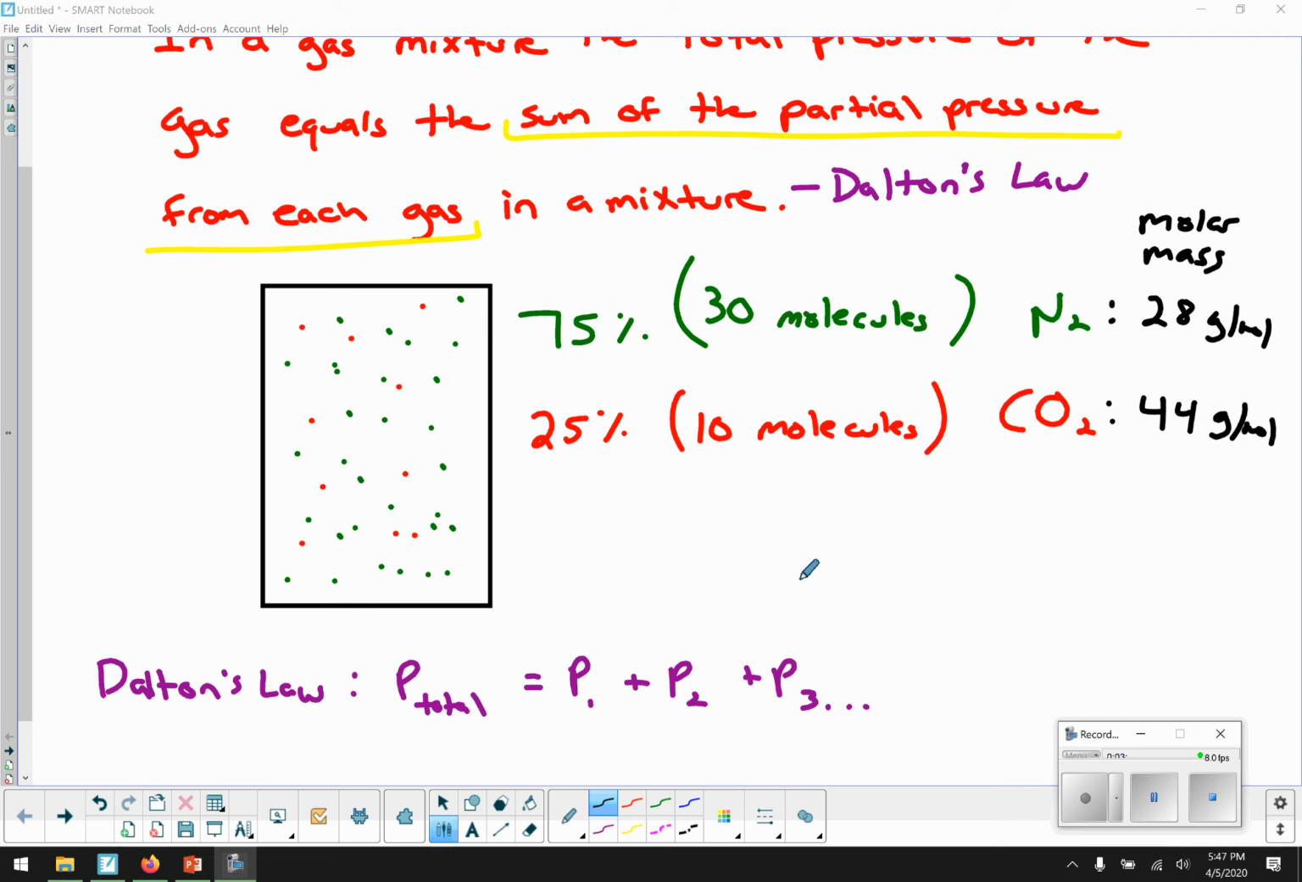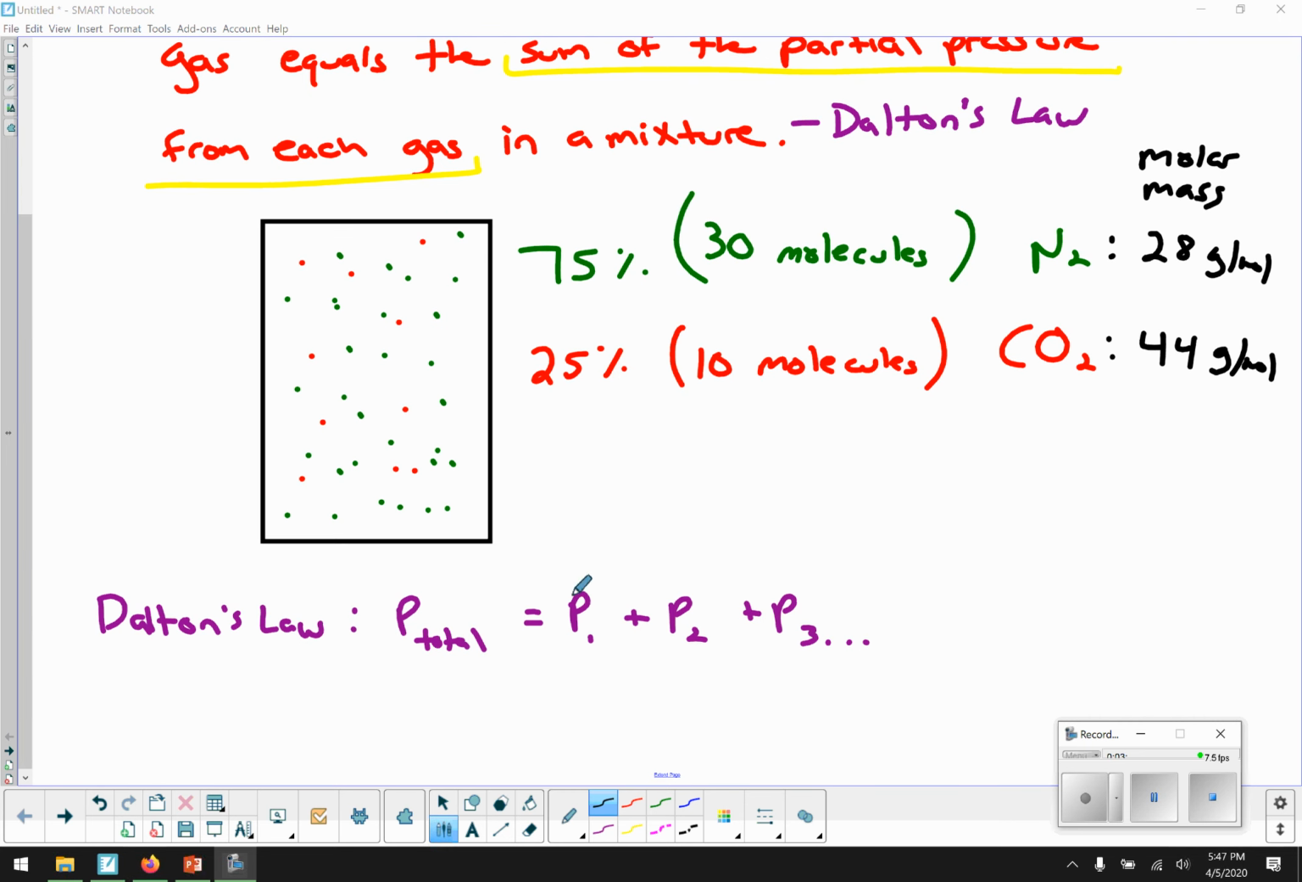So Dalton's law simply says the total pressure of a gas mixture equals the sum of the partial pressures, which we write as P sub whatever, 1, 2, and 3, etc., of the gas mixture. We don't actually write the numbers 1, 2, 3. So for this example, P total would equal P N2 plus P CO2. So we actually write the species as the subscript, and you just have as many as you have. So the partial pressure from nitrogen plus the partial pressure from carbon dioxide, shockingly, is the total pressure. So this is literally addition, and that's Dalton's law.